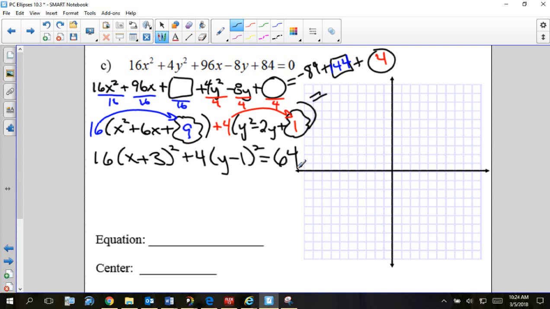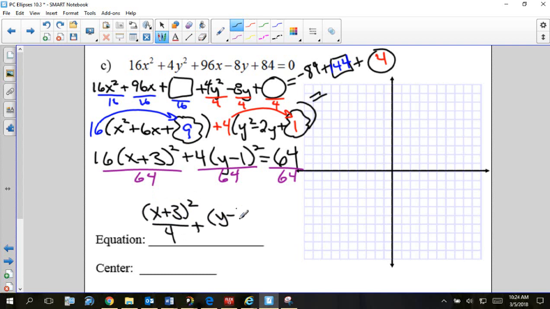What I want to do is get this to say equals 1. I'm going to look over here, and I'm going to divide everything by 64 at the same time. Divide all terms by 64. Hopefully, if you've been given a nice problem, these will reduce. They don't have to. So I have x plus 3 squared over 4, and then I have y minus 1 squared over 16 equals 1. So it is in the form when you have it equal to 1.